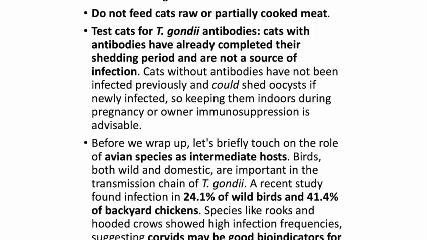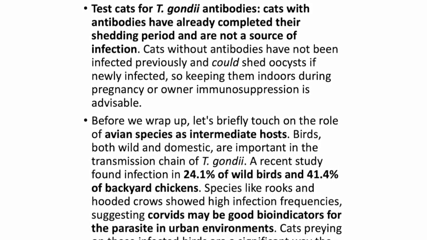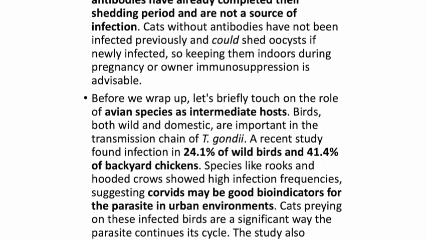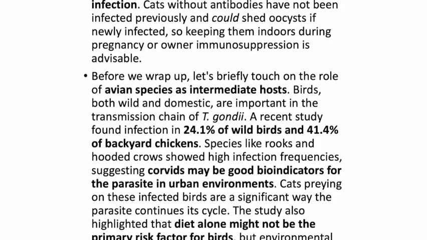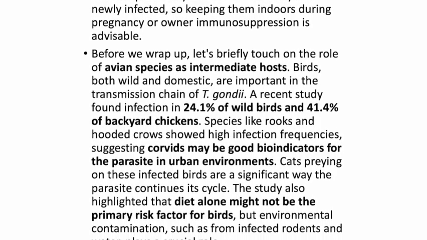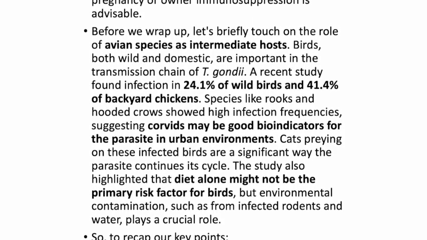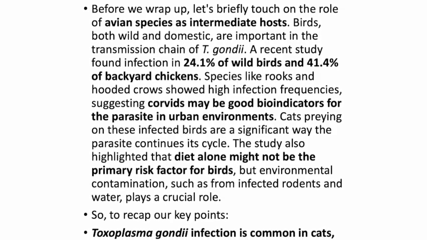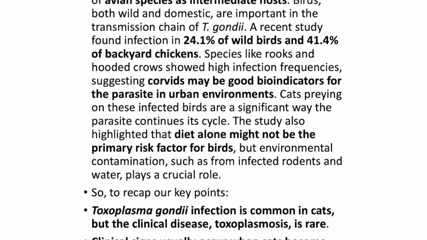Before we wrap up, let's briefly touch on the role of avian species as intermediate hosts. Birds, both wild and domestic, are important in the transmission chain of T. gondii. A recent study found infection in 24.1% of wild birds and 41.4% of backyard chickens. Species like rooks and hooded crows showed high infection frequencies, suggesting corvids may be good bioindicators for the parasite in urban environments. Cats preying on these infected birds are a significant way the parasite continues its cycle.